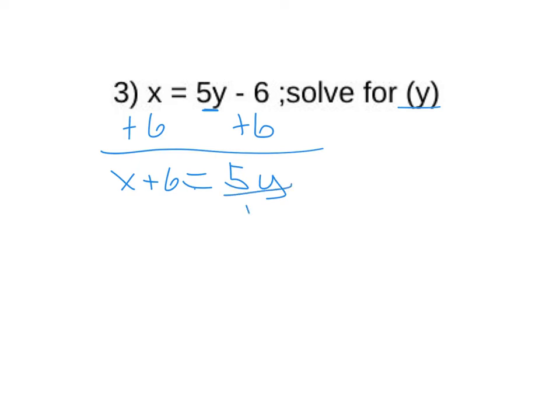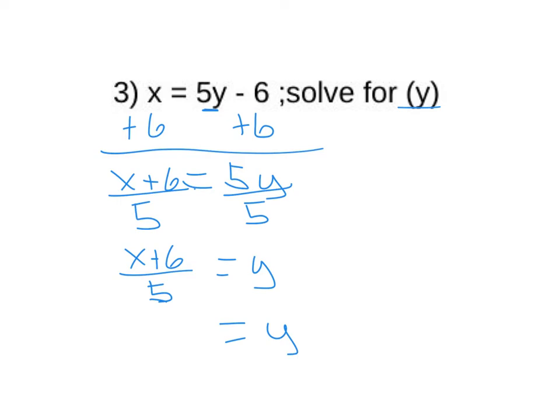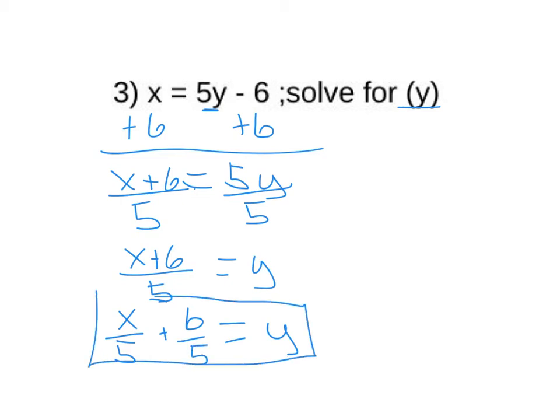We're going to divide by 5, leaving us with x plus 6 over 5. Now again, technically you're done here, but what we're going to want to see is for you to break this up and say, well, that's x divided by 5 plus 6 divided by 5. Because that's going to get us back into that y equals mx plus b form. Okay, that's it.